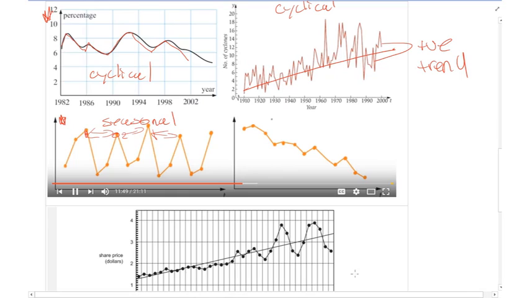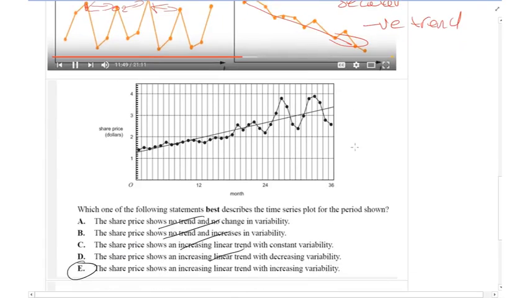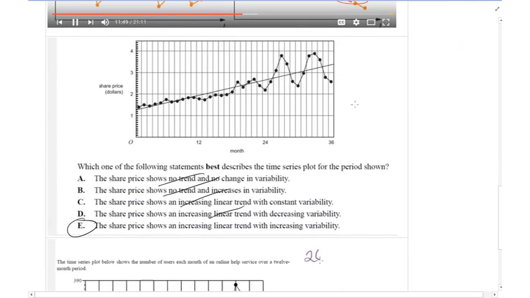This one here, I would say it doesn't have any pattern. There's no seasonality to it. I would say that's a secular negative trend. Okay. And clearly I've given the answer. I forgot to delete this before.